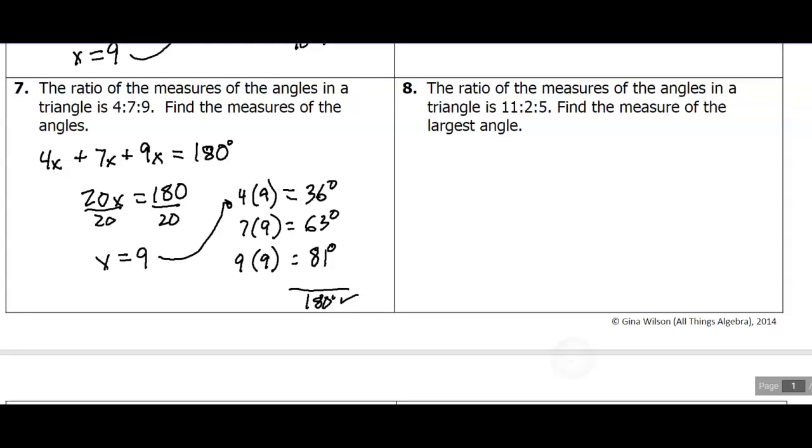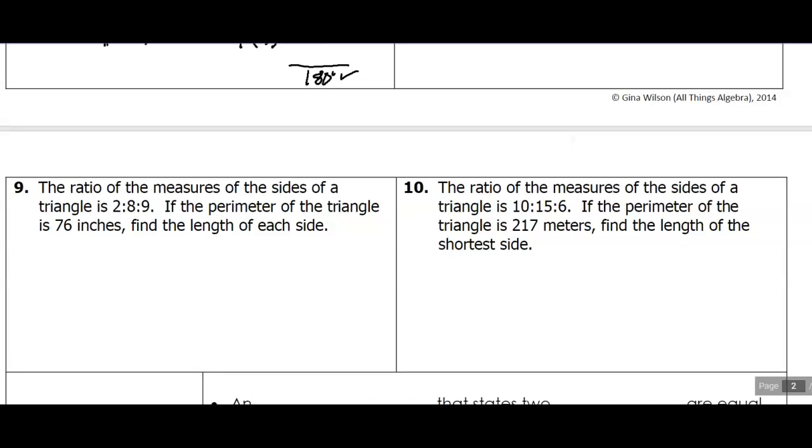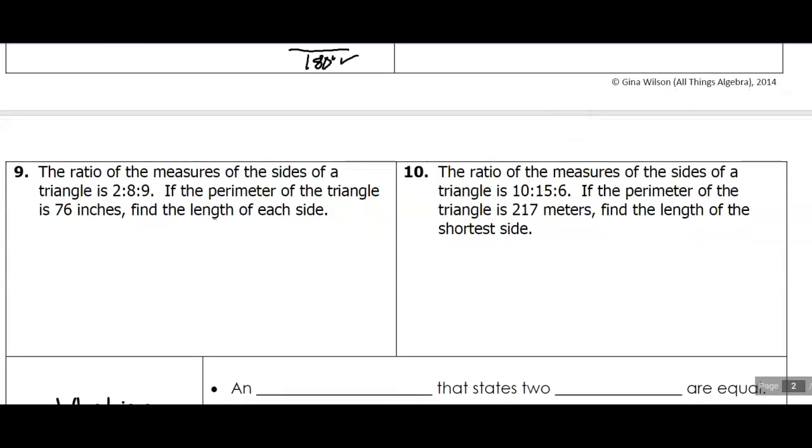All right, let's do one more. Number 9, it says the ratio of the measures of the sides of a triangle is 2 to 8 to 9. Now be careful because this says the sides. So since it's the sides and not the angles, don't use 180 degrees because this is for sides and the 180 is only for angles. So if the perimeter of the triangle is 76 inches, find the length of each side.